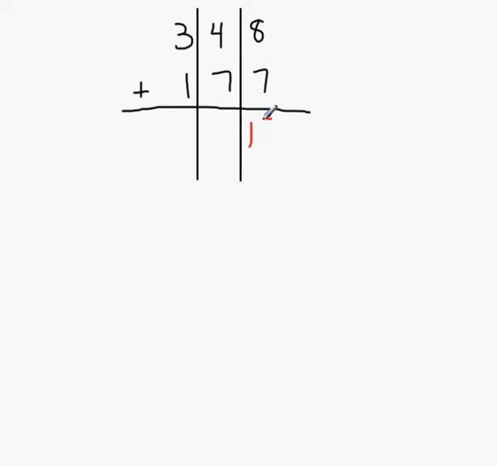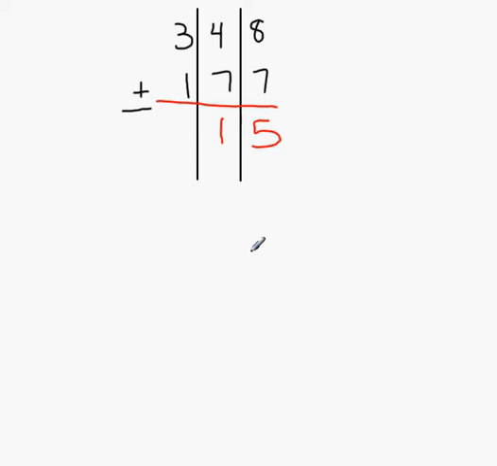4 plus 7 gets you 11, and 3 plus 1 gets you 4. Now, you know you can't squeeze two numbers into one place value. So that's where the carrying kicks in. So 8 plus 7 is 15. We can put the 5 here, but then we have to move the 1 over here.